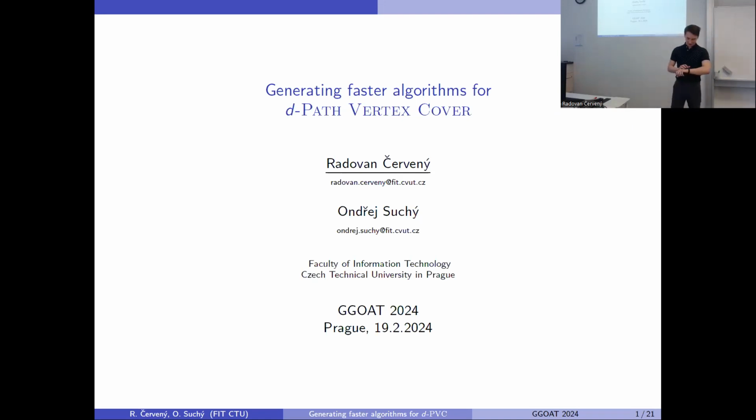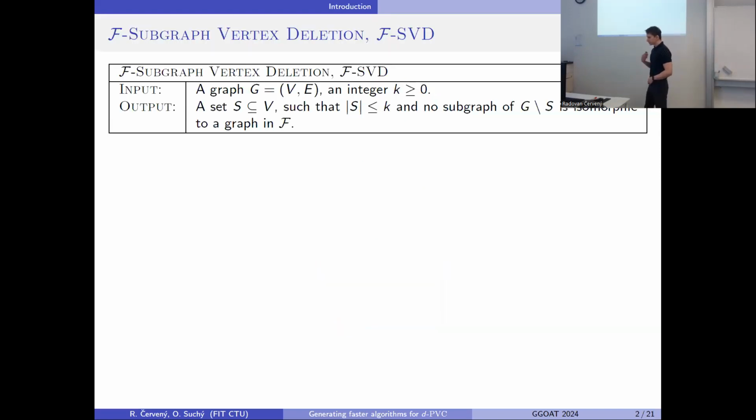So let me just start the timer, and in the next 30 minutes, I would like to discuss with you something about the problem called d-path vertex cover, and maybe how we can solve it a little bit faster. But before we dive into d-path vertex cover, we need to know something about something a little bit different. This problem is called F-subgraph vertex deletion, and it's defined as follows.